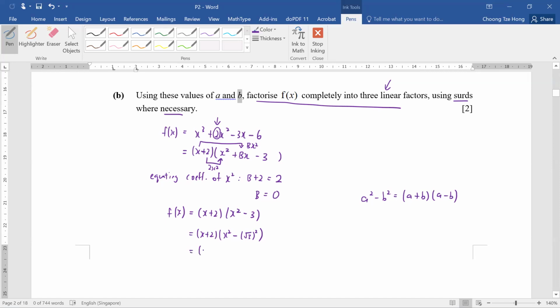So we will get x plus 2. Then from here, a is x and b is square root 3. So we will have (x plus square root 3)(x minus square root 3), and this will be the final answer. We have completely factorized into 3 linear factors, so the degree of each factor is now 1. So this is how you do a question like this. Overall, it's still not too difficult. You just need to understand what the question wants, right?